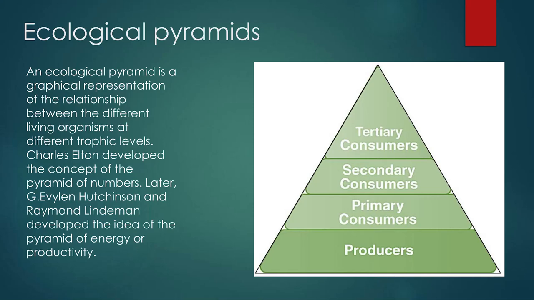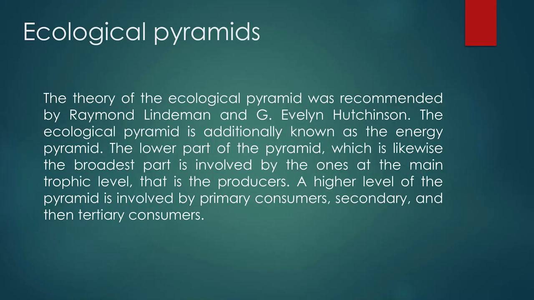Then what are ecological pyramids? The pyramid shows tertiary consumers, secondary consumers, primary consumers and producers. It is a graphical representation; this theory was developed by Raymond Lindeman and Ellen Atchison. The ecological pyramid is additionally known as the energy pyramid. The lower part of the pyramid, which is likewise the broadest part, is occupied by those at the first trophic level, that is the producers.